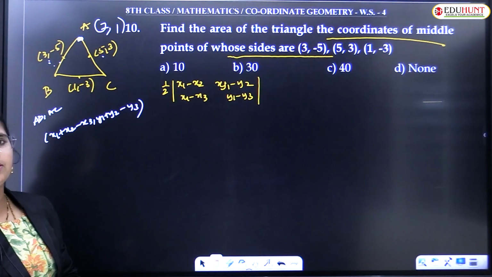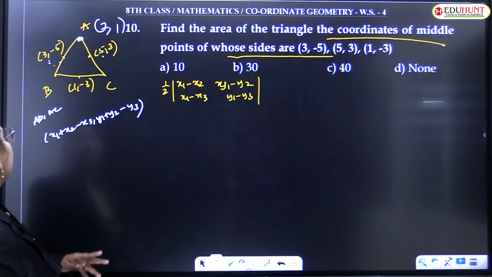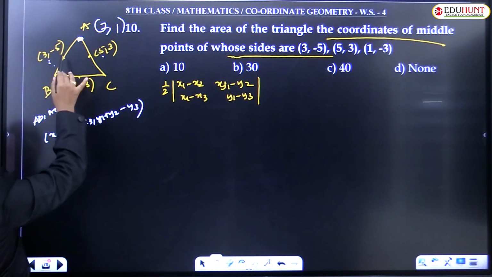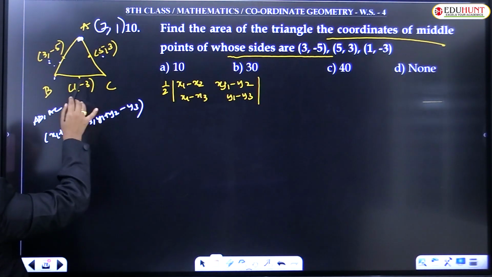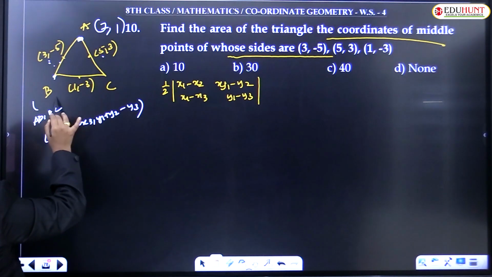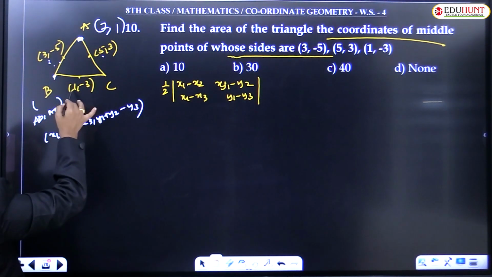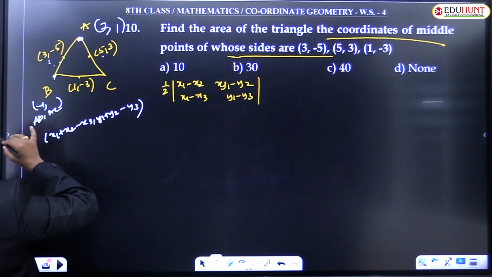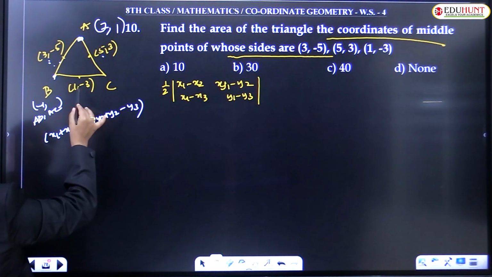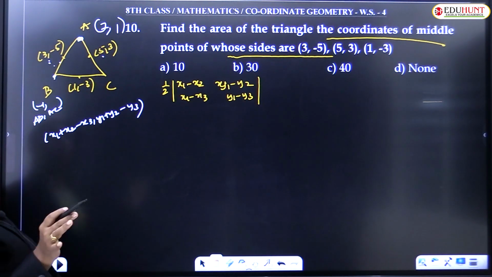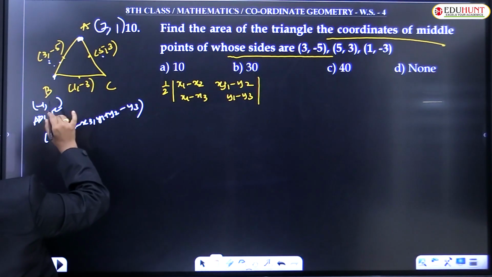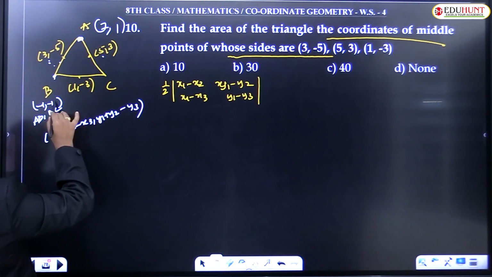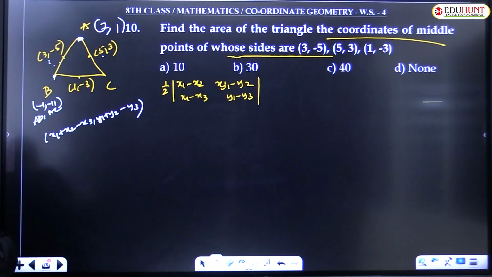Let's also find the vertex of B. What are the two line segments which are joining AB and BC? Find this: 3 plus 1, 4. 4 minus 5, which is minus 1. Next, minus 5 minus 3 is minus 8. Minus 8 minus 3 is minus 11. I hope I am clear with it.